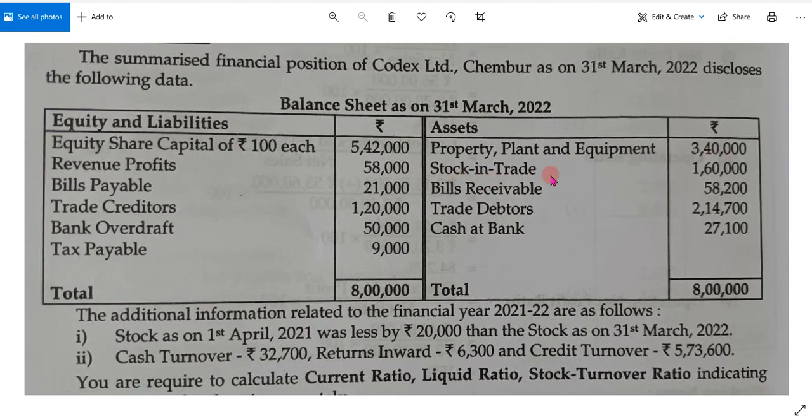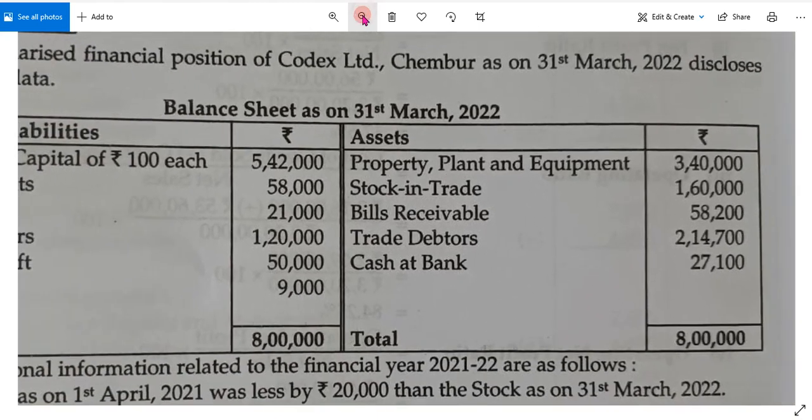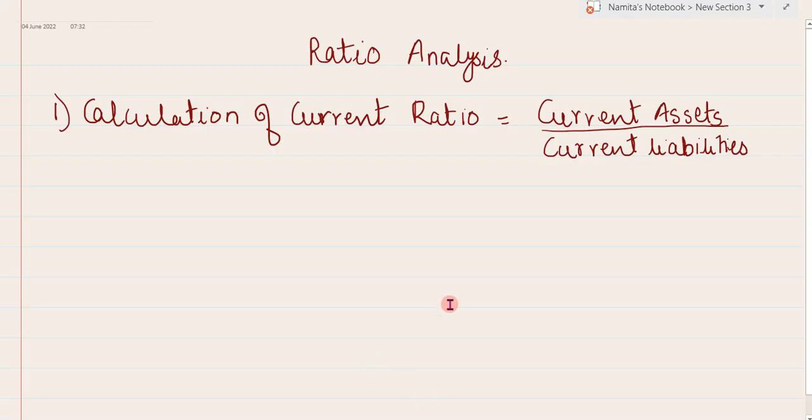Stock in trade is a current asset. Stock in trade, bills receivable, trade debtors and cash at bank are current assets. So we will take stock in trade 1,60,000, bills receivable 58,200, trade debtors 2,14,700 and cash at bank 27,100 as current assets.